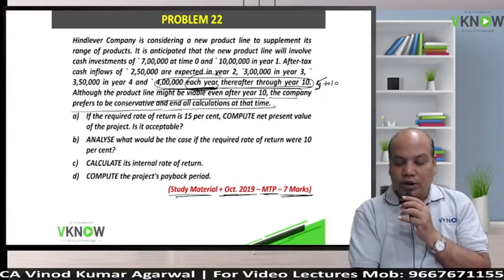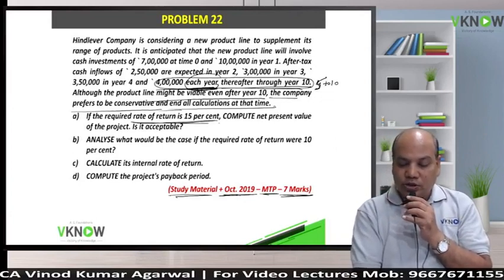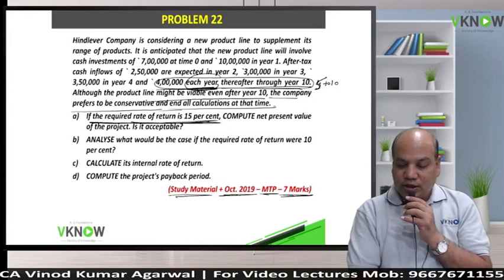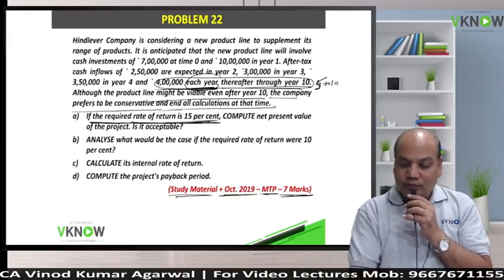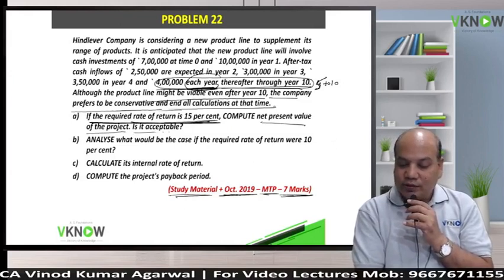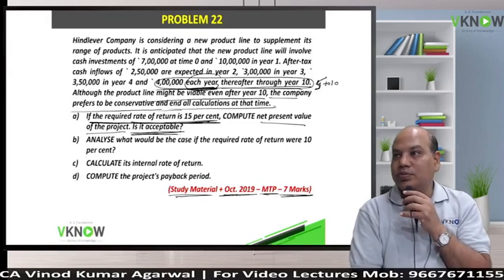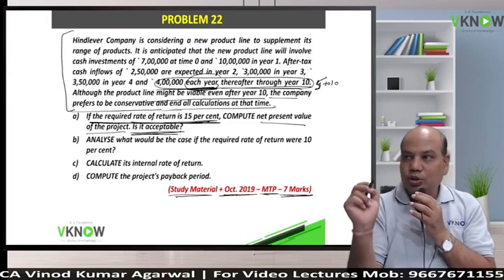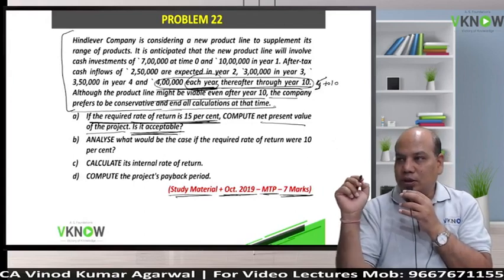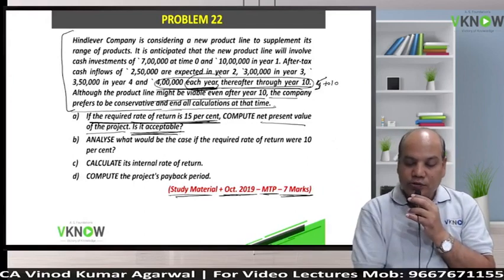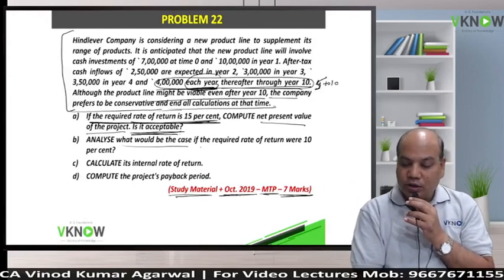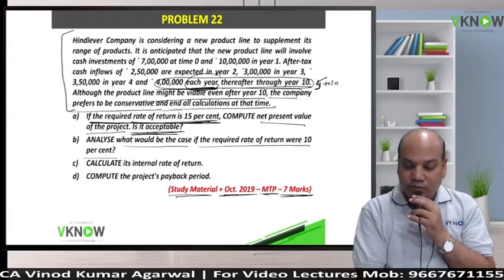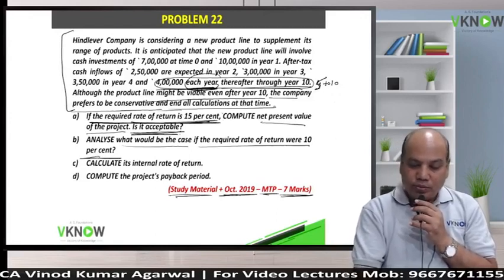If the required rate of return is 15%, means discount rate, desired return, target return, find out NPV, is it acceptable? So you will say it is acceptable when NPV is positive. Very easy. All data that you need is given in the problem. Second question is, analyze what would be the case if the required rate of return were 10%. Same problem.